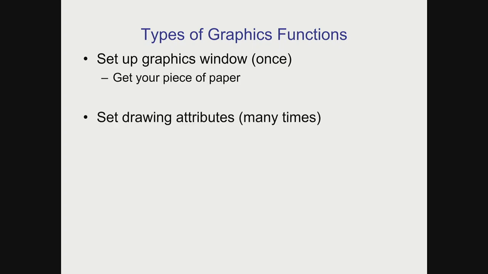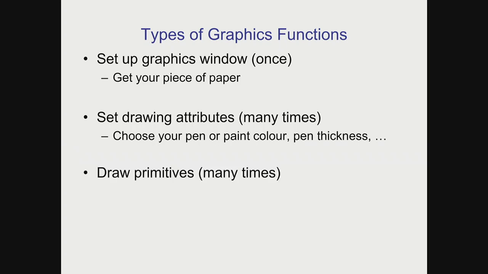Okay, so what kind of graphics functions do we have? We have setting up the graphics window, which you only do once. You have set drawing attributes, which you do many, many times. If setting up the window is like getting a piece of paper, graphics attributes is like choosing what kind of pen you're going to draw with, what color, what thickness, etc. And then draw primitives, which you also do many, many times. So it's actually doing the drawing: draw a line, an arc, a polygon, a rectangle, etc.